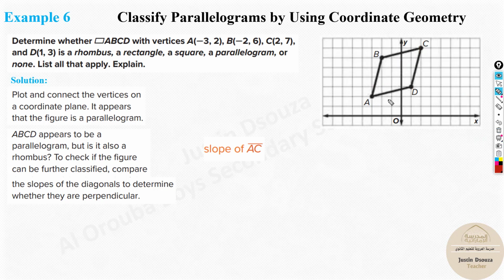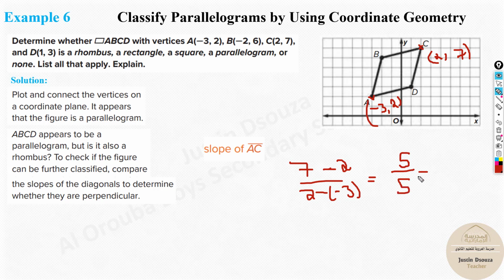Now let's do the slope thing over here. AC, what's the value of A? It's -3, comma 2. And what is C? It's 2, comma Y is 1, 2, 3, 4, 5, 6, 7. Now all you need to do is plug in the values. It's y2 minus y1, 7 minus 2, divided by x2 minus x1, 2 minus of -3. So the answer is 5 divided by, minus of minus is plus, again 5. It's 1.